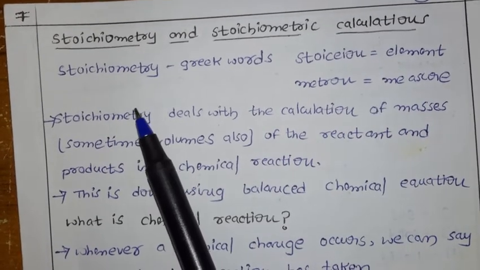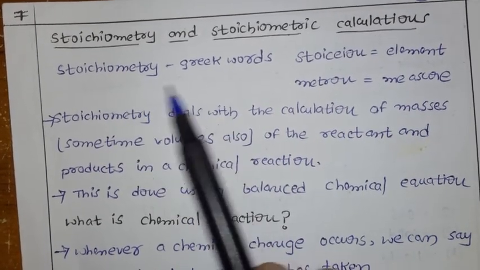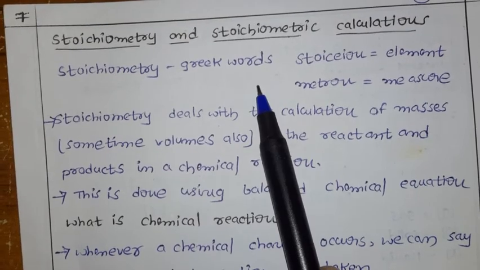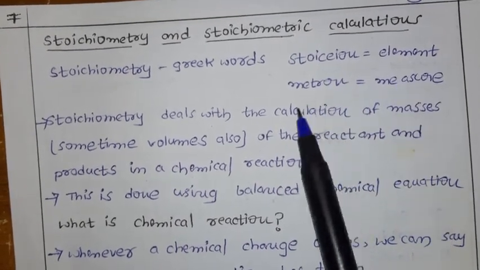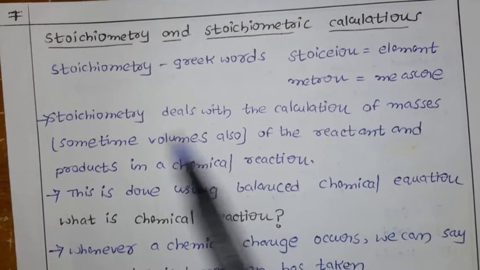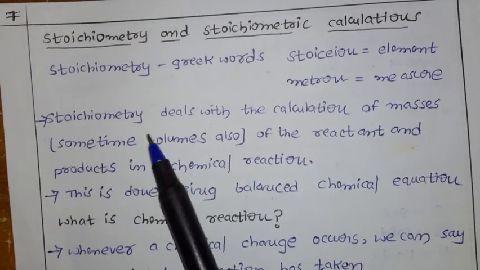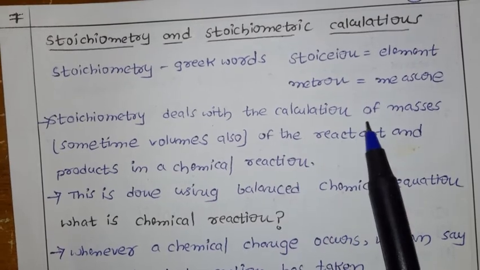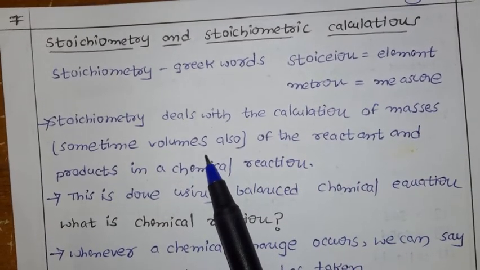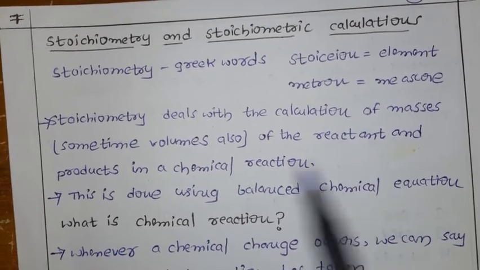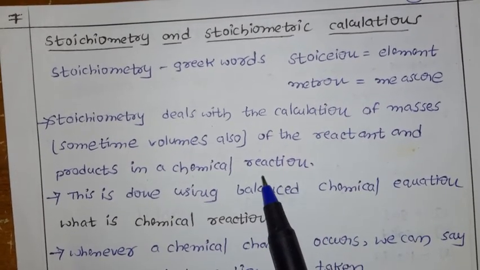Now, what is the meaning of stoichiometry? Stoichiometry is a Greek word. In that, stoichion means element, and metron means measure. So stoichiometry deals with the calculation of masses. Sometimes we also take the volumes of the reactants and products in a chemical reaction.